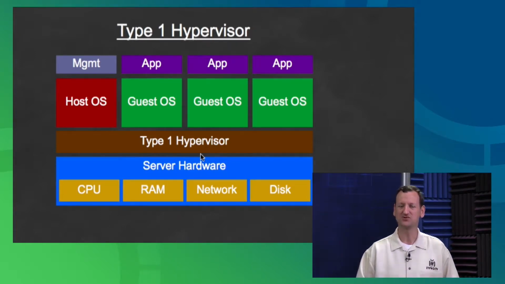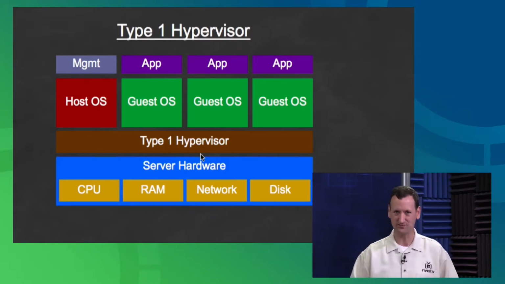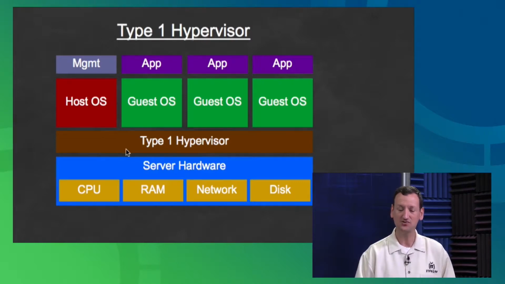The type 1 hypervisor is also sometimes called a bare metal hypervisor because it's installed right on the bare metal of the server. I don't need another operating system. I can install the hypervisor right here on the hardware. And then the host OS is actually installed on top of that hypervisor. The host OS is technically a guest. It's technically a virtual machine because it's running on top of that hypervisor.